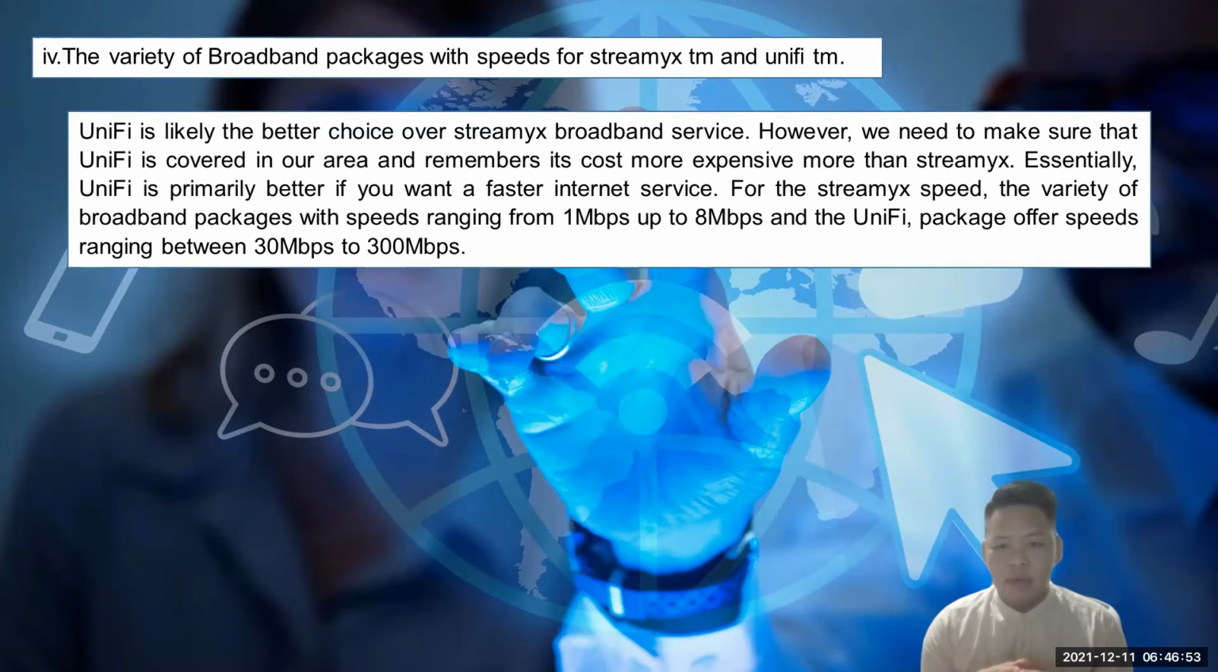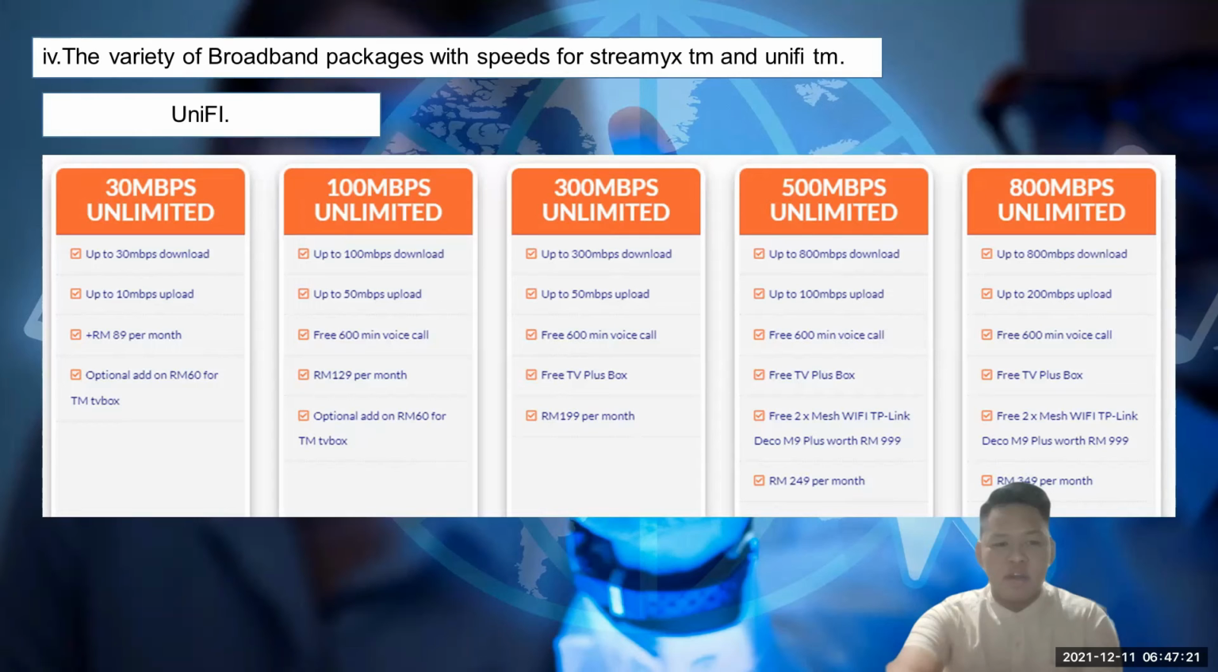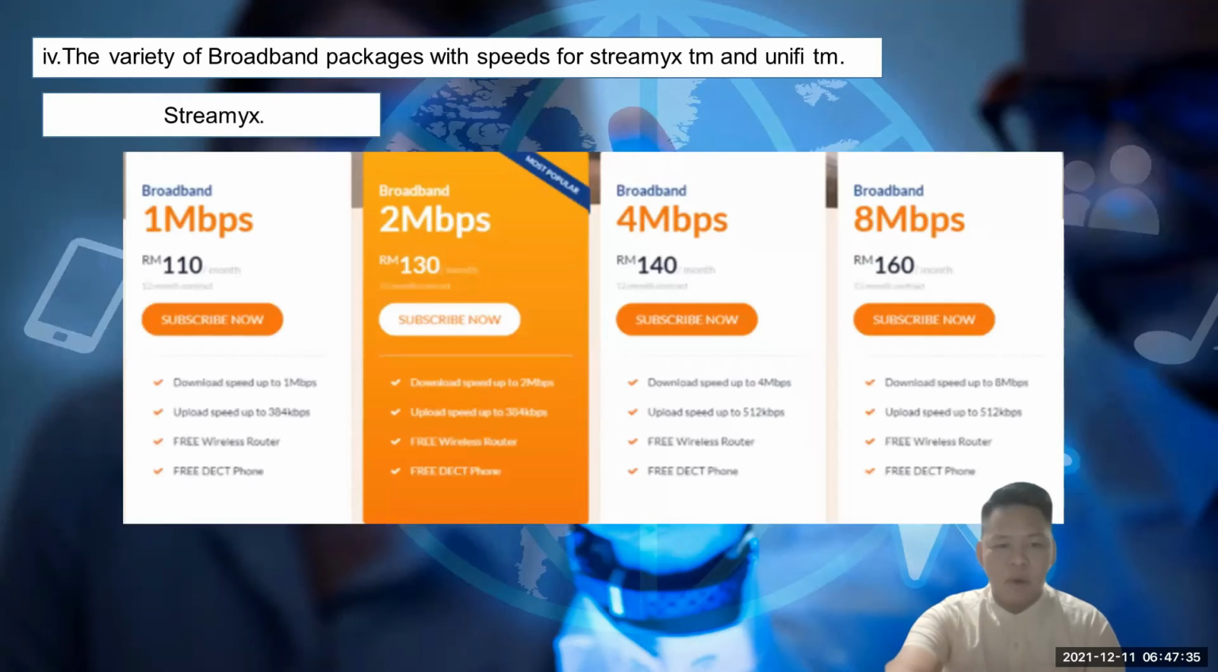For Streamix, the variety of broadband packages has speeds ranging from 1 Mbps up to 8 Mbps, and Unify packages have speeds ranging from 30 Mbps to 300 Mbps. This is the package for the Unify. We have the 30 Mbps, 100 Mbps, 300 Mbps up to 800 Mbps. And this is for Streamix, 1 Mbps up to 8 Mbps.